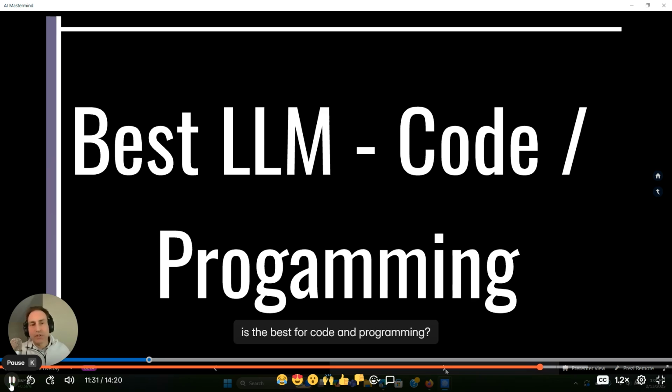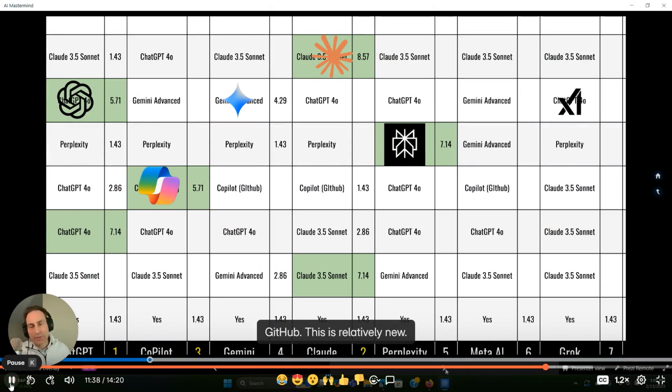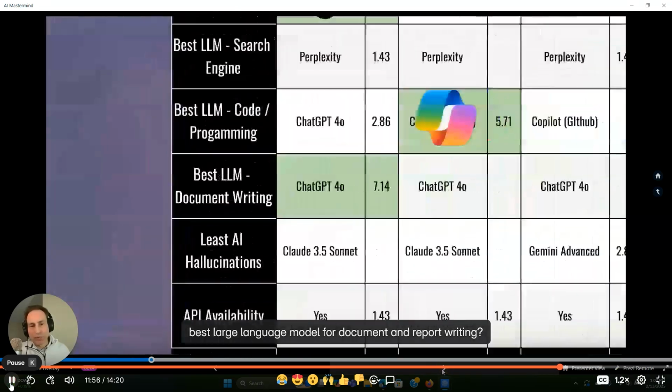Which large language model is the best for code and programming? Now, this was a little surprising, but the majority went with Copilot's GitHub. This is relatively new and something I really haven't checked out all that much. So if you're looking for programming and code, check out Copilot's GitHub.